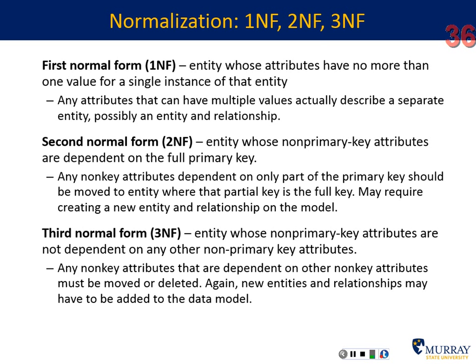So basically, this is how normalization works. In order to create a good model, you need to put your model into the first, then second, and then third normal form. Okay? So in other words, a good data model meets those 3 normal form requirements.